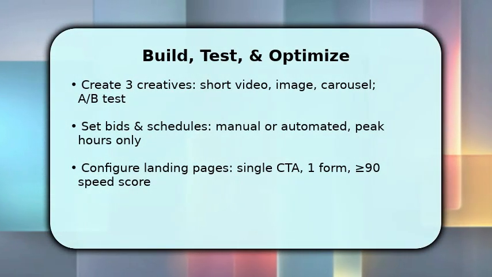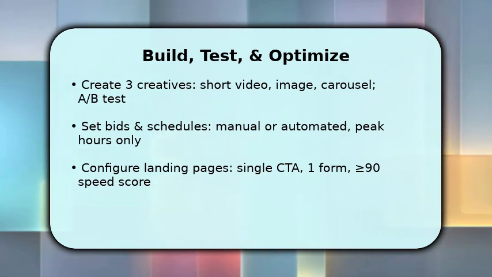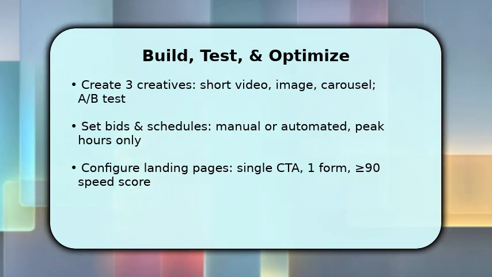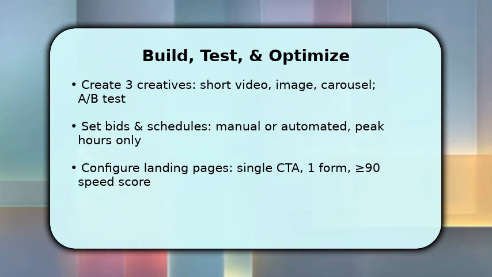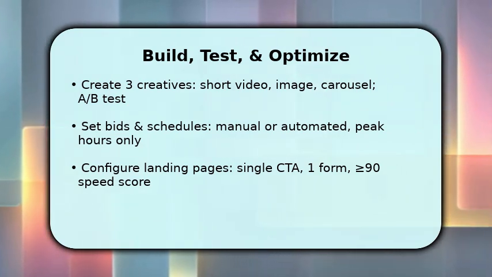Now assemble ads and experiment. Upload 3 creative types and run A/B tests on headlines and CTAs. Once live, monitor early metrics like CTR and CPC. If CTR drops, swap creative fast. Adjust bids and schedules to concentrate spend during peak hours and use automated rules for scale.